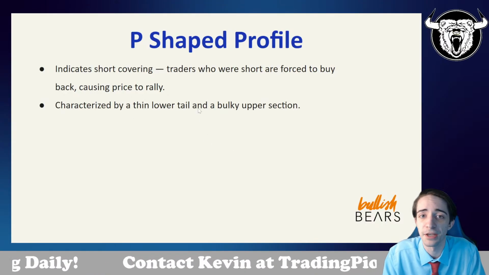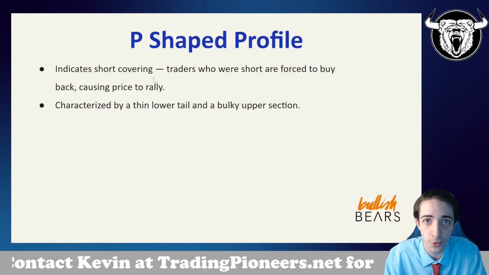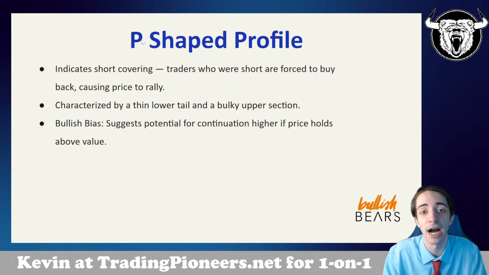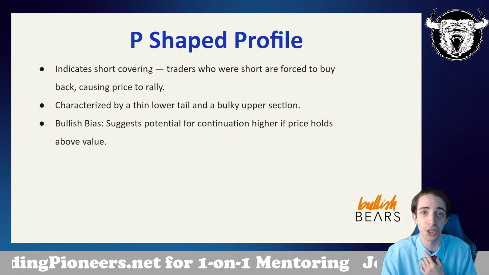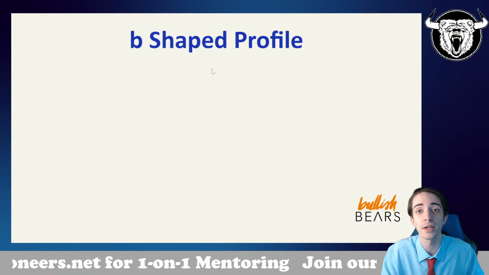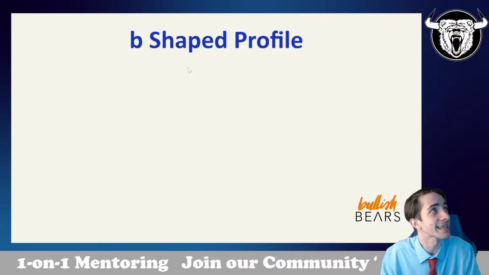It's characterized by a thin lower tail and a bulky upper section. Again, this is the P-shaped volume profile, so this is more of a buyer volume profile. It's a bullish bias, suggests potential for continuation higher. Now, something I do want to mention with the P-shaped, and I'm also going to mention with the B-shaped too, is that they have to close.